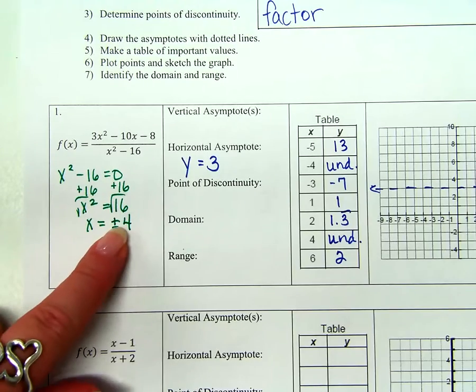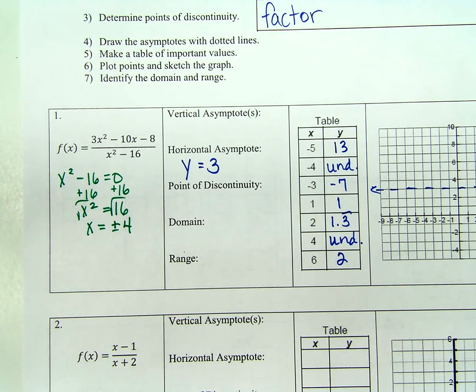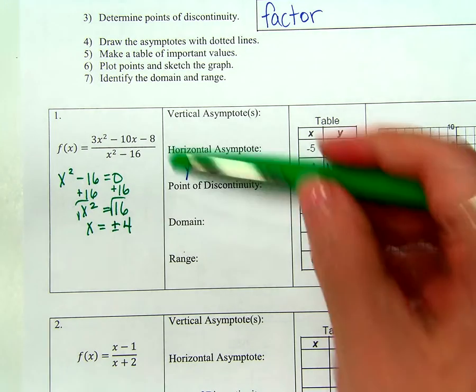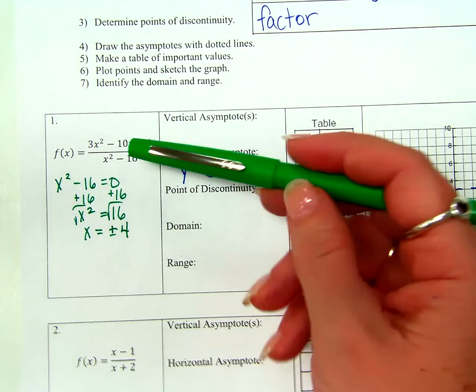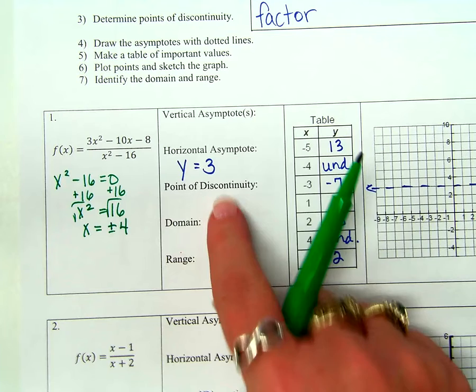So are both of those vertical asymptotes? Ooh, I don't know that, do I? Not until I factor the numerator and denominator to see if any one of those is occurring in the numerator, do I? Okay, so let's go ahead and factor this to work on points of discontinuity.